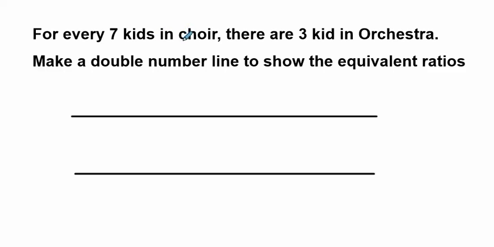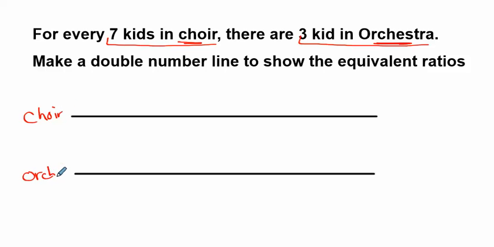So the first thing you need to do is you need to figure out what we're comparing. What two things are we comparing? That's what a ratio does. It compares. So in this case, just go up there and look at your numbers. So it's 7 kids in choir and 3 kids in orchestra. So what I'm comparing is choir and orchestra kids. Okay, so I have to label my number line. So this is choir and this is orchestra.